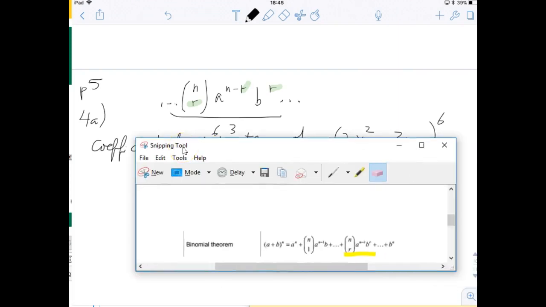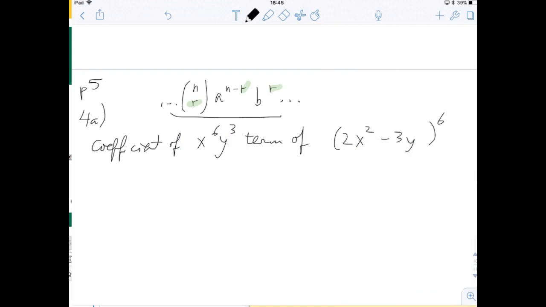Look at the yellow term separated from the first part and the last part by 3 periods on the left and 3 periods on the right, which just means there's stuff left out. Okay? So you look at this part only, and then you write it right next to your problem. And then you say, okay, what I need to do is figure out what n, r, a, and b are for what I want to find here.